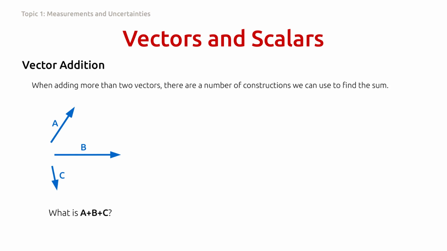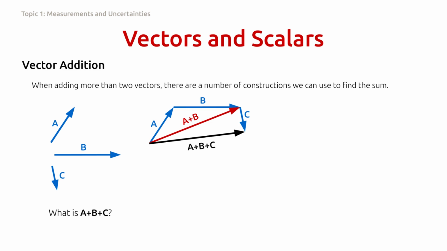The rule can also be extended to more than two vectors. When adding more than two vectors, there are a number of constructions we can use to find the sum. Suppose we have these three vectors a, b, and c. What is a plus b plus c? First, we could add vector a and vector b to get this red vector. We then add this vector in red and vector c by the same process to obtain the resultant vector a plus b plus c, indicated by this black arrow.